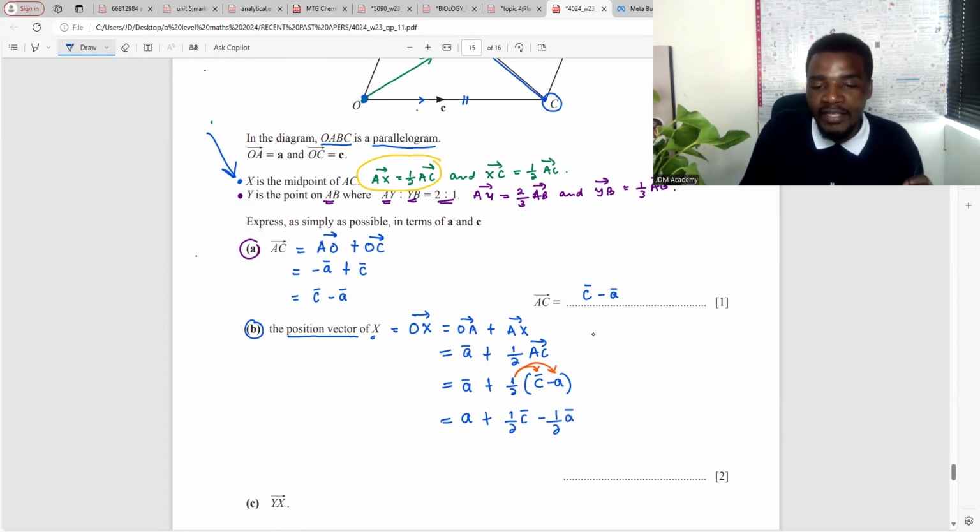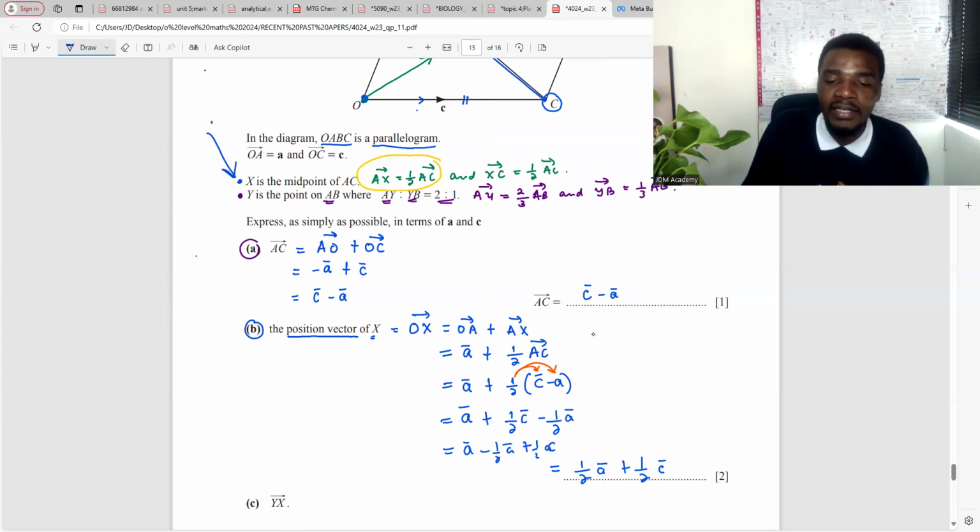If we simplify this further, you can see that A minus half of vector A, we get half of vector A, and also plus half of vector C. Remember what I did here, I simply collected the like terms: vector A minus half of vector A, plus half of vector C. So A minus half A, we got half A, and plus half vector C. So yes, this is the solution.